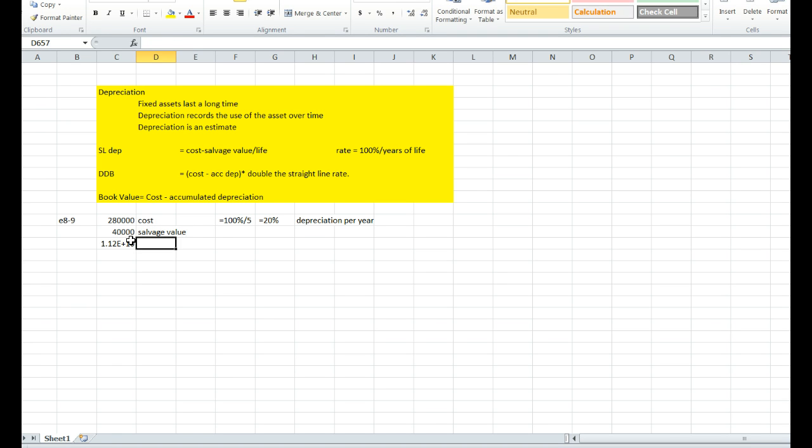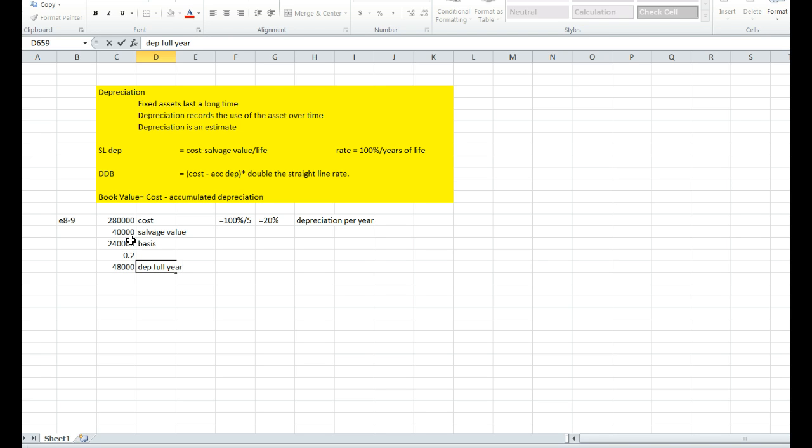So hopefully we can get 40 grand for it when we sell it. So our basis is going to be the 280 less 40, so we've got 240,000. That's our depreciable basis. Okay, so the 240 we're going to take times our 20%. Let's see what we got. It looks as though on a full year we're going to depreciate $48,000 of expense.